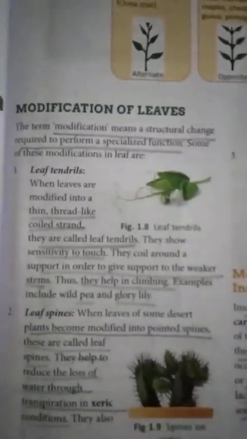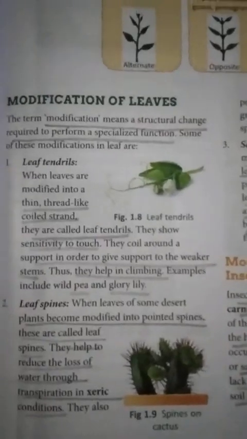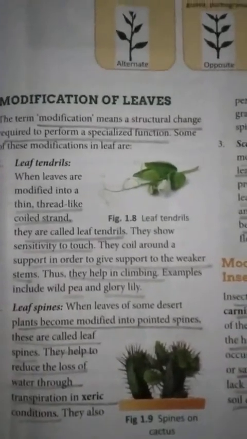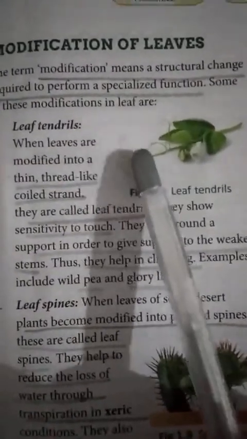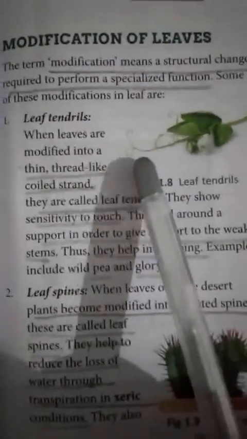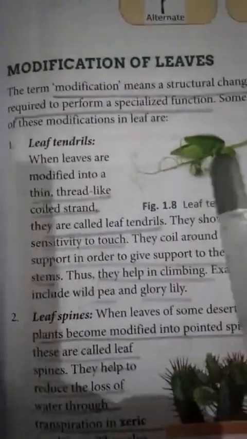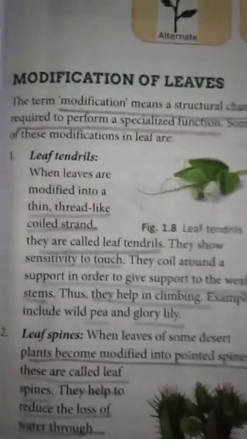First is leaf tendrils. Have you seen a pea plant? As you can see here, in the upper portion of this plant, thin extensions from the stem are coming out. They are curled, thin thread-like coiled strands. This is known as the leaf tendrils, and they are very sensitive to touch.